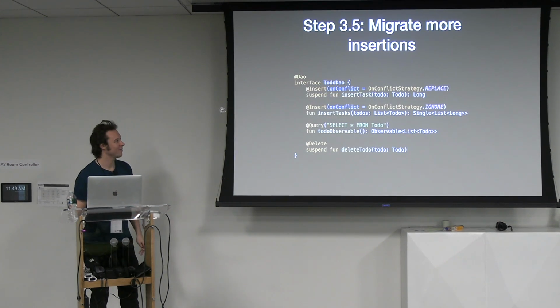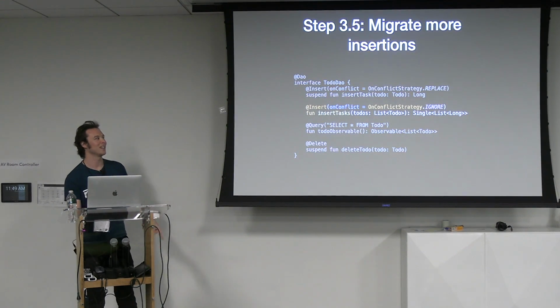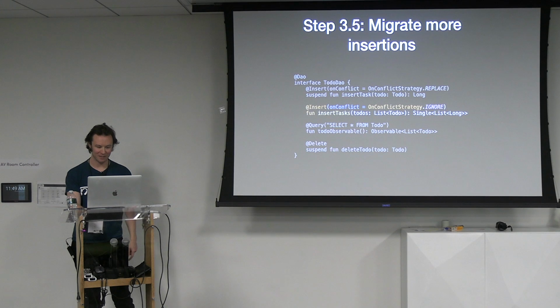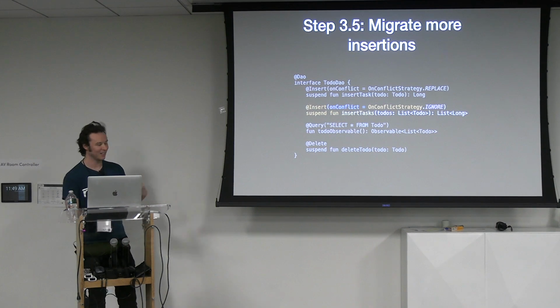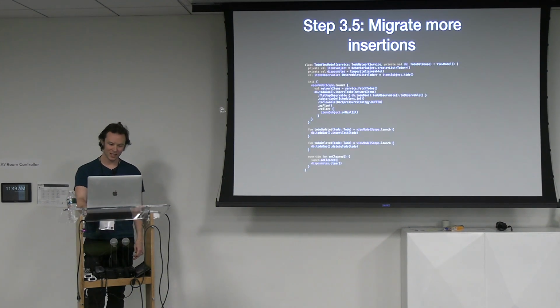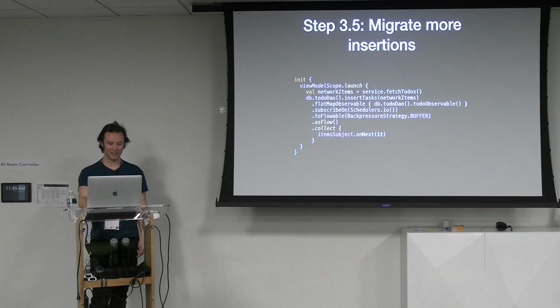Step 3.5 is migrating more insertions. Since we have an insert task, we also have a way to insert a bunch of tasks. I think everyone kind of knows what's going to happen here. It's a suspending function that returns a list of longs instead of a single of type list long. And we've got to use that in this init block again.